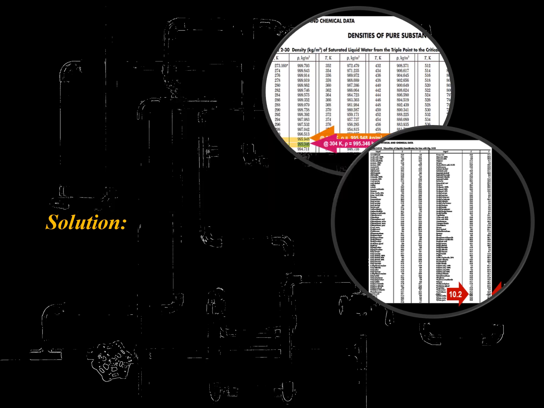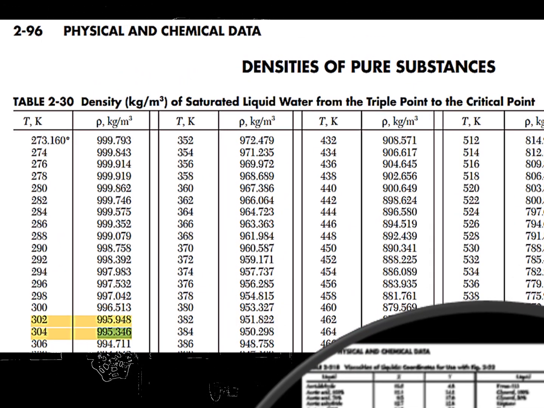And from the table of densities, the density of water at 302 is 995.948 kilograms per cubic meter, while at 304 the density is 995.346 kilograms per cubic meter. Notice that there is no value for 303 Kelvin. So use the values at 302 and 304 to interpolate.